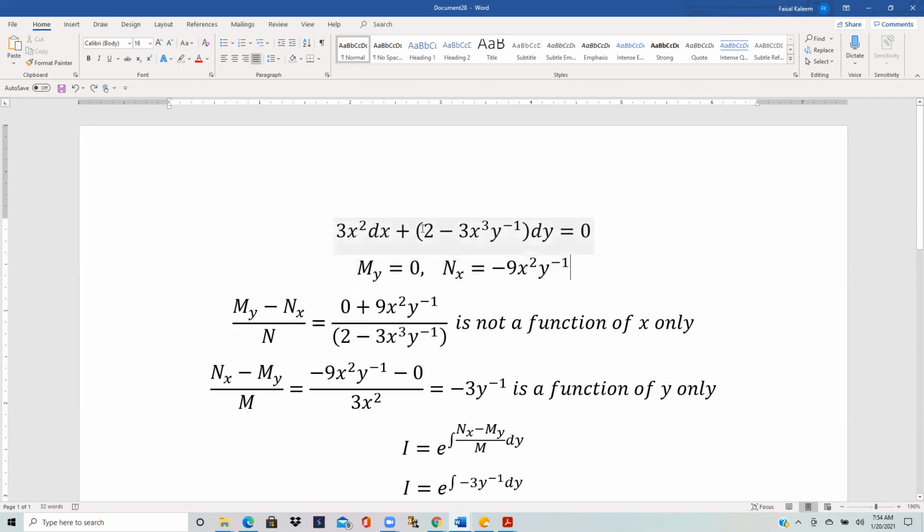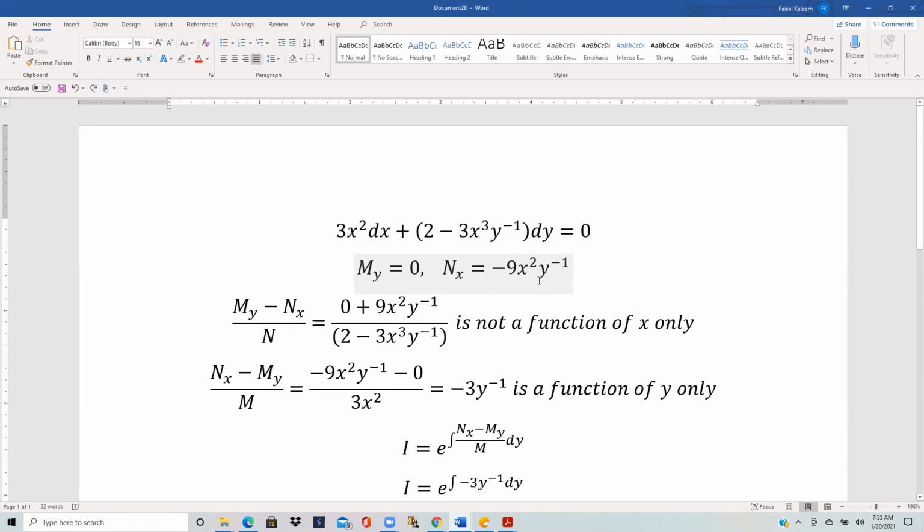And then when you take the derivative of the N with respect to x, the derivative of 2 is 0, and the derivative of this term with respect to x, 3x cubed, would be 9x squared, and then y to the negative 1 just stays because that's a constant in this case when you're differentiating with respect to x, and then you have a negative as well outside. So now we see that this is not an exact equation because M_y is not equal to N_x.